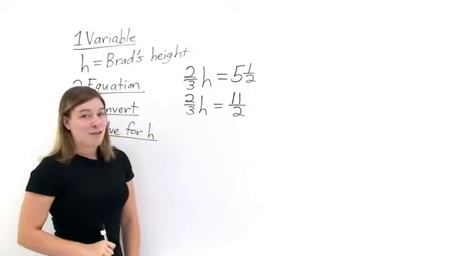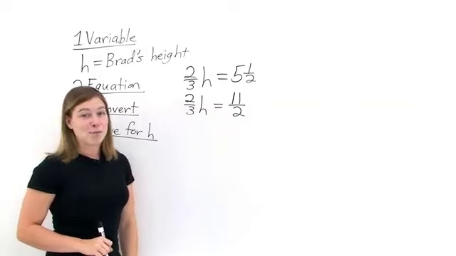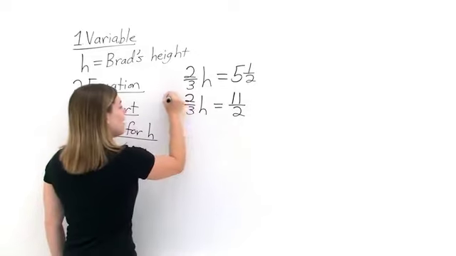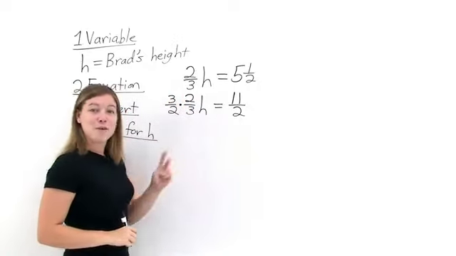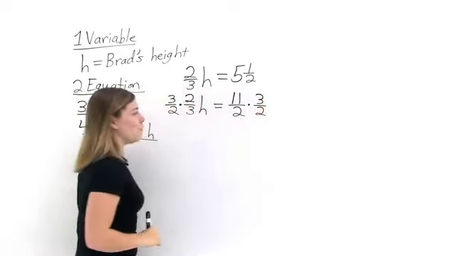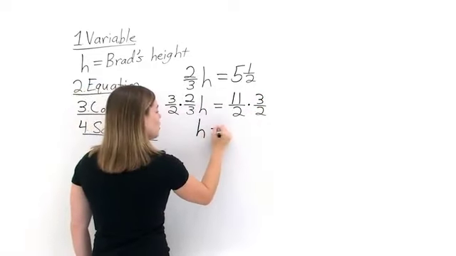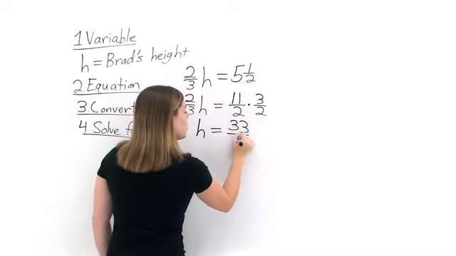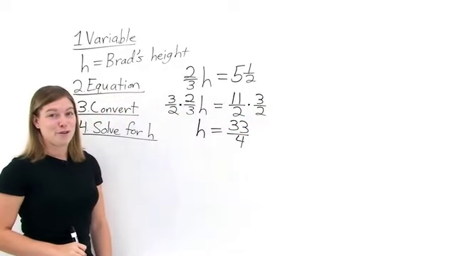To get h by itself, we need to move this 2/3 to the other side of our equation. So we need to multiply by the reciprocal of 2/3. And the reciprocal of 2/3 is 3/2. All we do is take the fraction 2/3 and flip it over to get the reciprocal. So we multiply by 3/2 on both sides of our equation. When we do this, the left-hand side becomes h, and the right-hand side gets multiplied together and becomes 33/4. So now we have an answer, h is equal to 33/4.